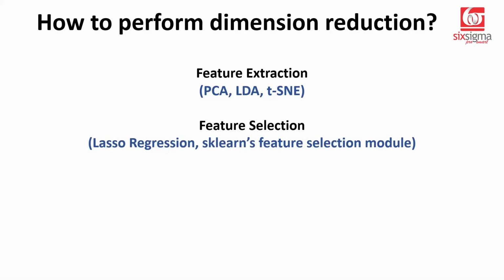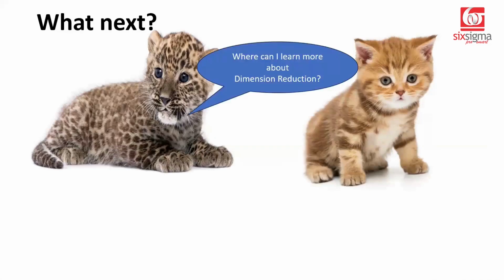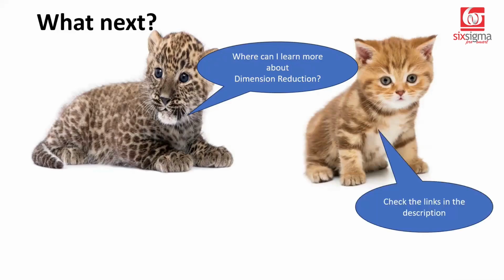That's the broad difference. Oh, I just realized we forgot that we have some company with us. We have 2 guests with us, the cub and the kitten. Let's do a panel discussion. So the cub has a question. Where can I learn more about dimension reduction? The kitten says, check the links in the description.